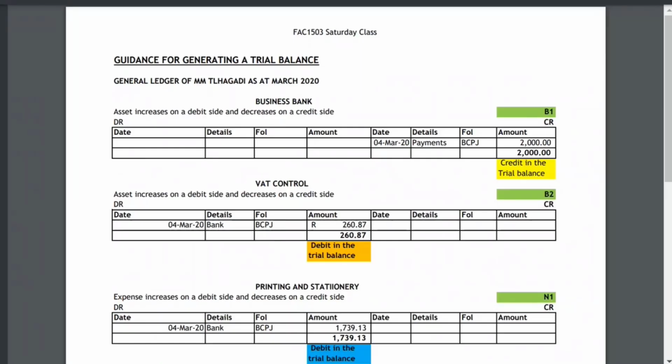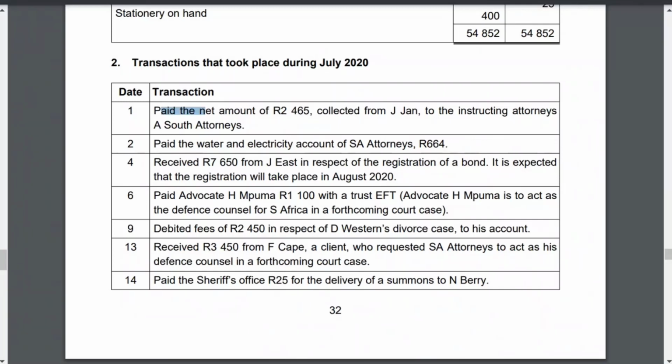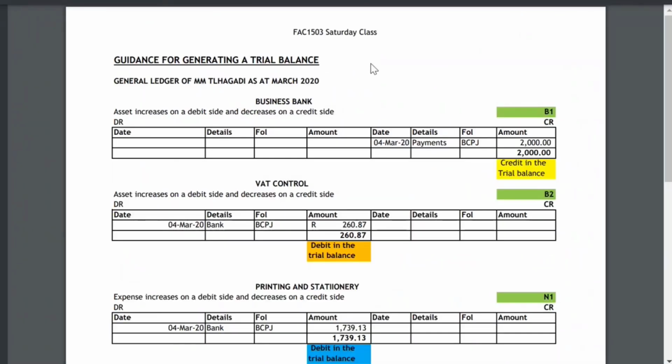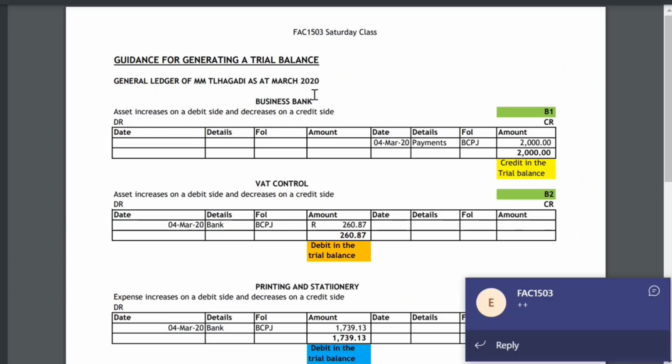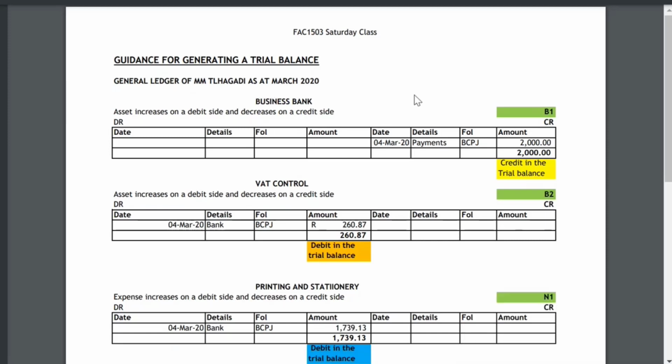So now I want to show you how to generate a trial balance. When generating a trial balance, you cannot generate a trial balance before you went through all the accounting cycles from step 1 up until the last step. Then you'll be able to get to the trial balance.